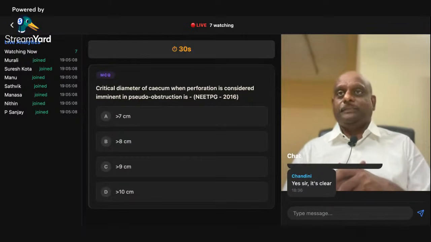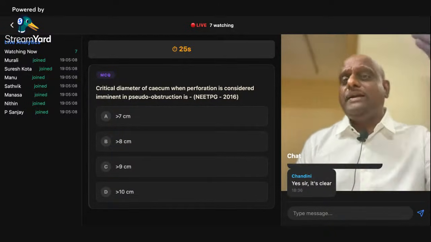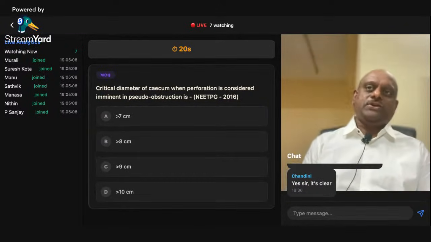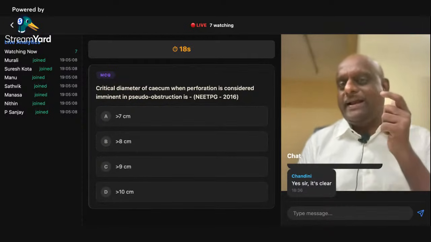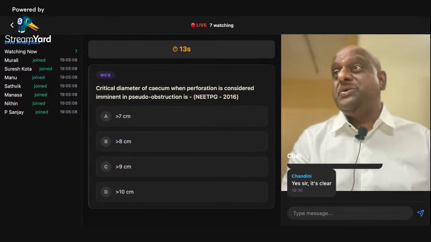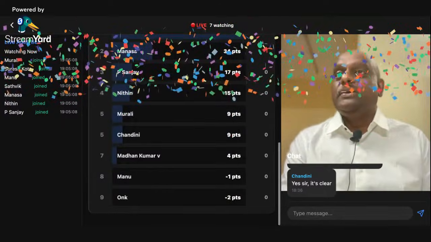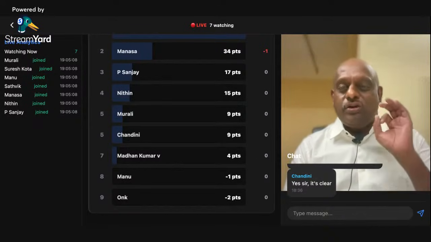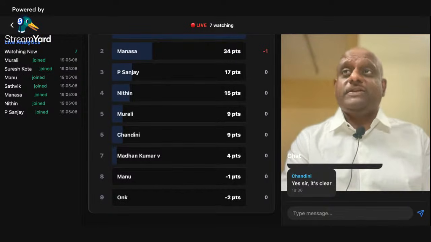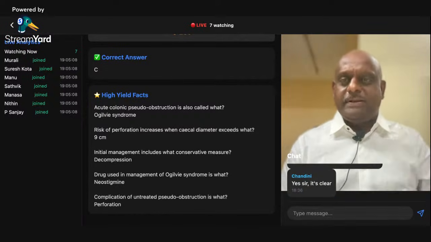Right? So, what is the critical diameter of the cecum when perforation is considered imminent in pseudo-obstruction? 2016 NEET PG question. Come on, punch your answer, doctor. Critical diameter of the cecum where perforation is imminent. If you know, you know it. You don't know, you don't know it. Simple. So, Satvik is still right. Very good. More than 9 centimeters is considered to be the critical diameter of the cecum. Cecum bears the brunt. It will burst wherever the obstruction is.